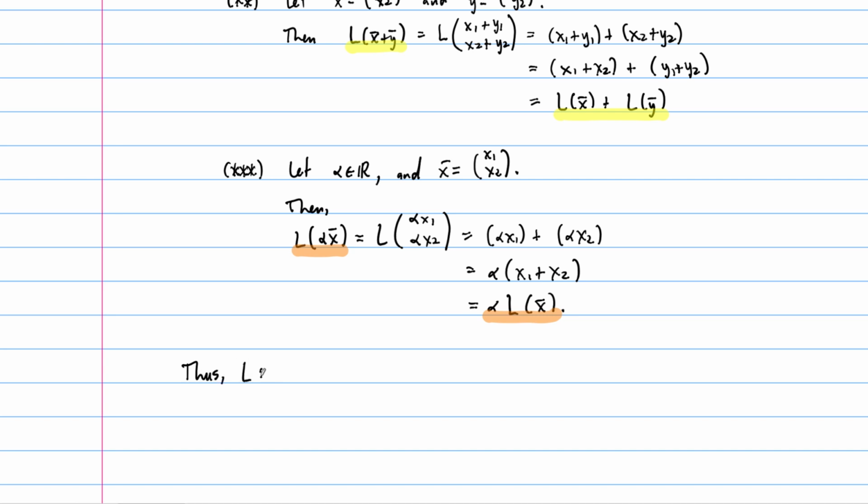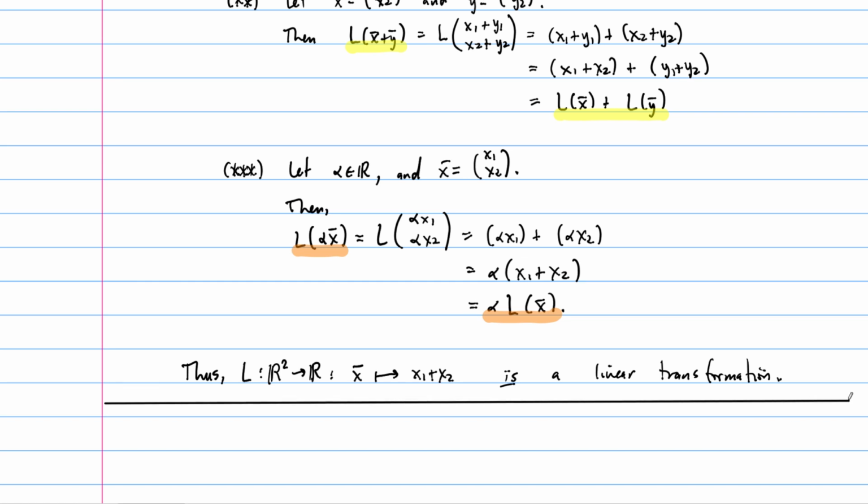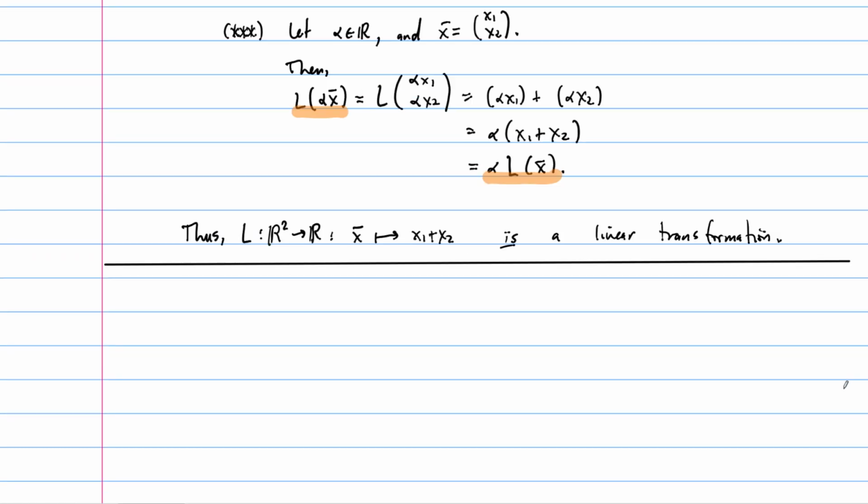So thus L from R2 to R1, which maps by taking our vector x, this is another notation here, to x1 plus x2 component-wise, is a linear transformation. It's a function which maps a vector space to a vector space, right? That's another way to interpret a linear transformation. It maps one vector space to another vector space and preserves the vector space operations.